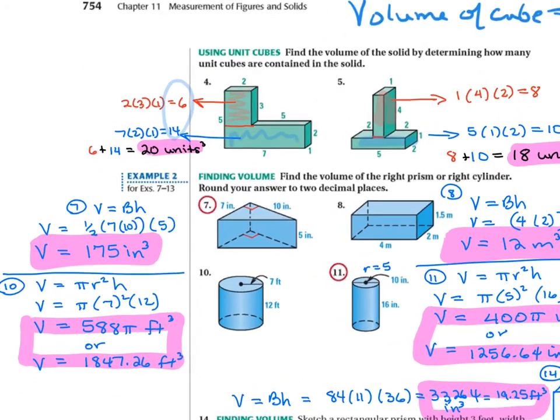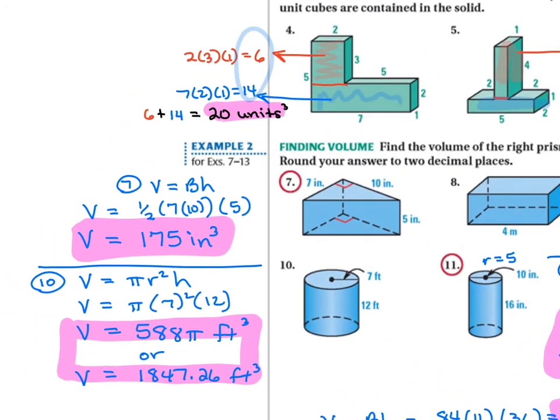Number 7. This is a triangular prism. Again, you're gonna do the area of the base times how tall it is. This time it's actually sitting on its base. So notice here, this is the base times height. So 7 times 10, divide by 2, and then times by the height, and then multiply it all together, and you get 175 inches cubed.